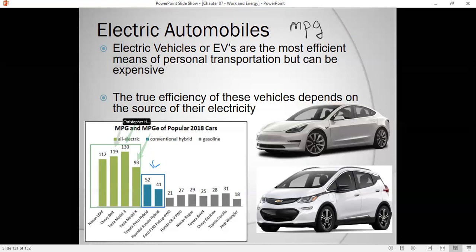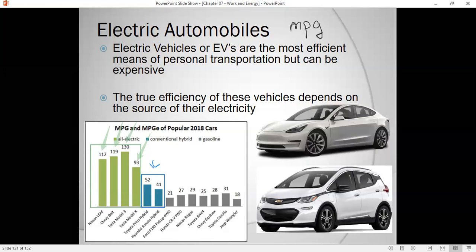And there's the Chevy Bolt right there, 119. There's the Nissan Leaf, 112. And even though some of these cars only go 250 miles per charge, they're using maybe the equivalent of about two gallons of gas compared to what another car would use to go that same distance.